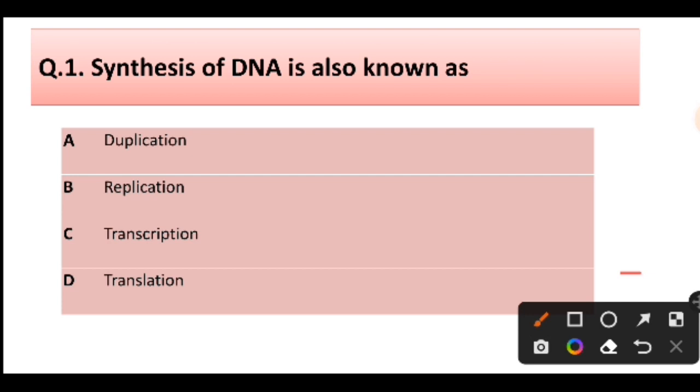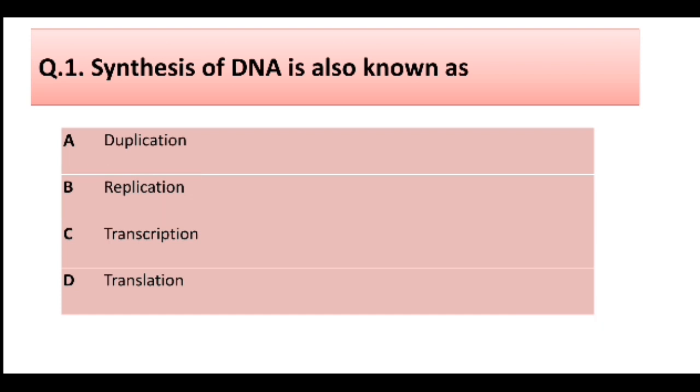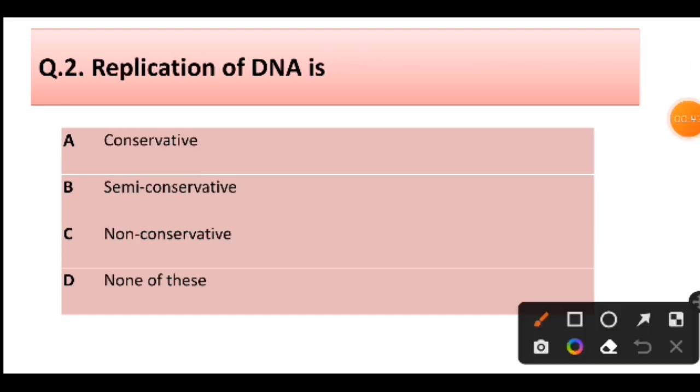Question number 1. Synthesis of DNA is also known as duplication, replication, transcription, translation. Correct answer is option B, replication. Synthesis of DNA is also known as replication. Question 2. Replication of DNA is conservative, semi-conservative, non-conservative, none of this. Correct answer is option B, replication of DNA is semi-conservative.